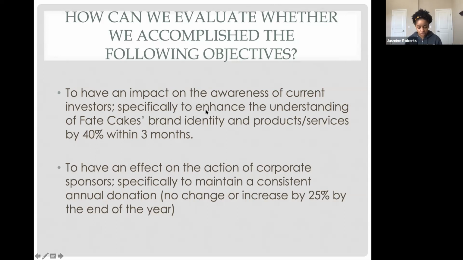So how do we measure understanding? You guys can look back in your notes. It has to do with how we evaluate awareness objective statements.